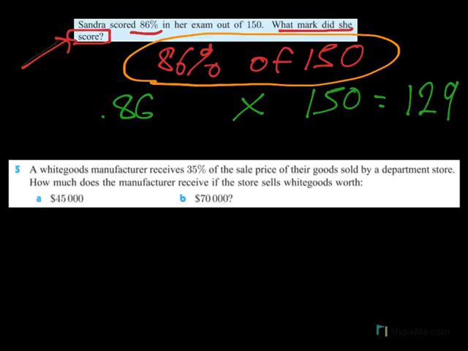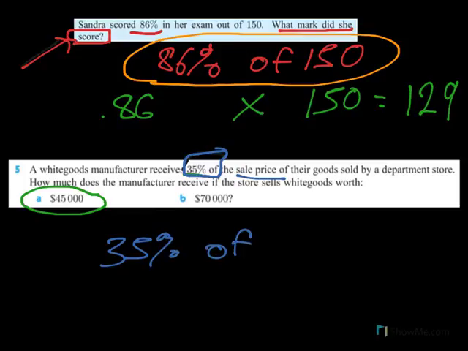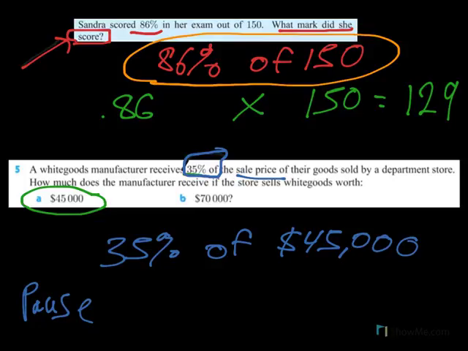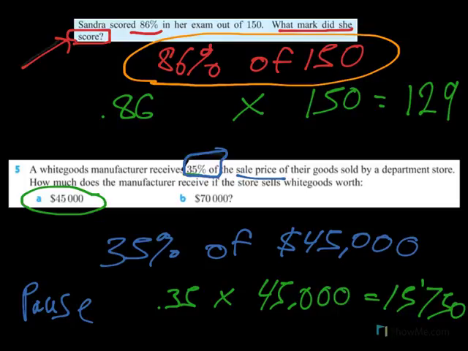Let's look at the second problem. A white goods manufacturer receives 35% of the sales price of their goods sold by a department store. How much does the manufacturer receive if the store sells white goods worth $45,000? Let's look at the question again. They receive 35% of the sales price. How much do they receive if the store sells $45,000? That's the problem right there. Now, you know how to do it. Why don't you pause the video and try to solve this? You should have written 0.35 times 45,000, and your answer, 15,750.